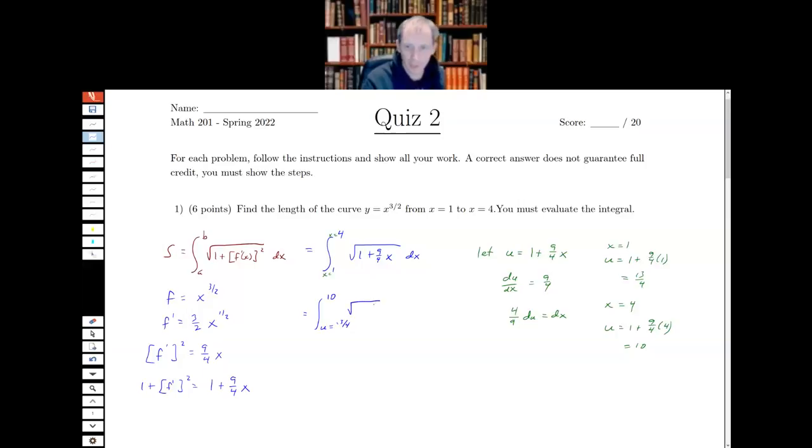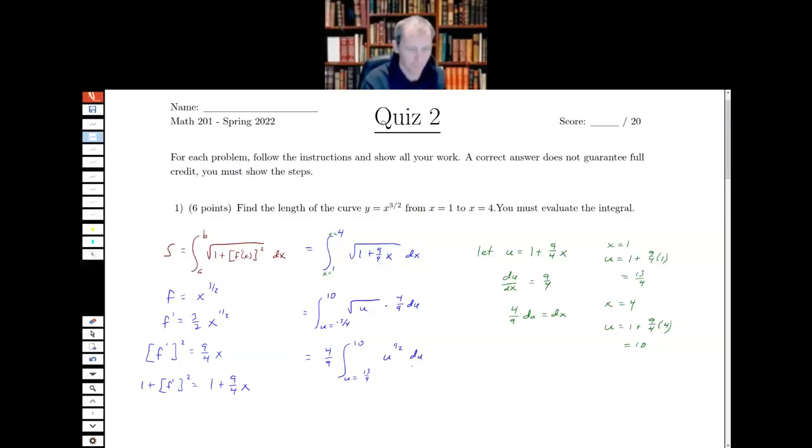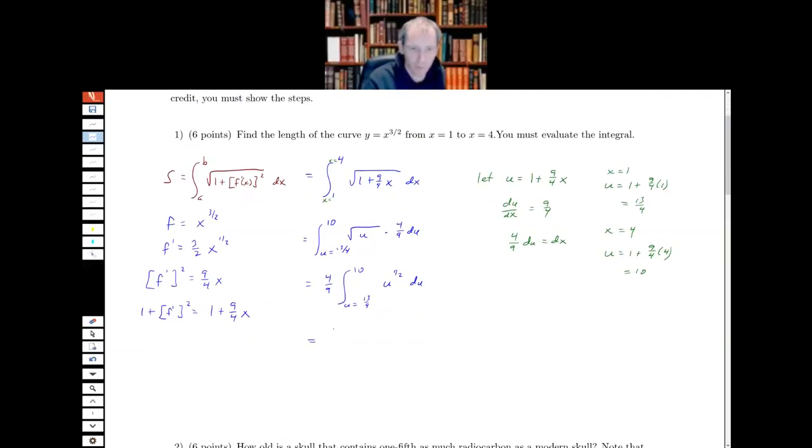Okay. And I'm now integrating, the whole inside is just a u, and then the dx is going to become a 4/9 du. Okay, so we're going to take a couple steps here. The 4/9 I can factor out. And the square root of u I'm going to write as a u to the 1/2 power. Okay, so now I know that when I integrate, I can use the power rule. I add 1 to the power, divide by the new power, or multiply by its reciprocal.